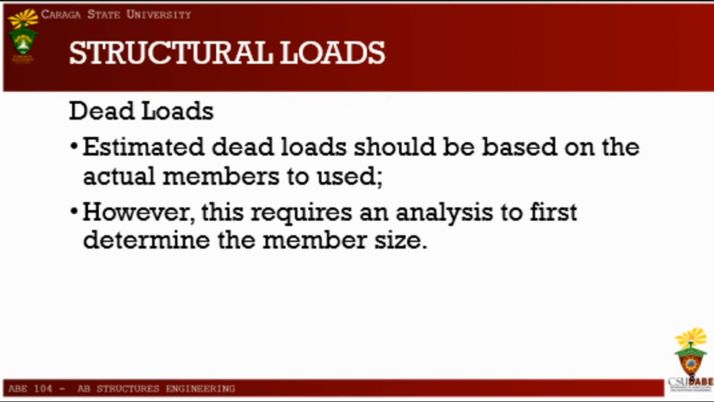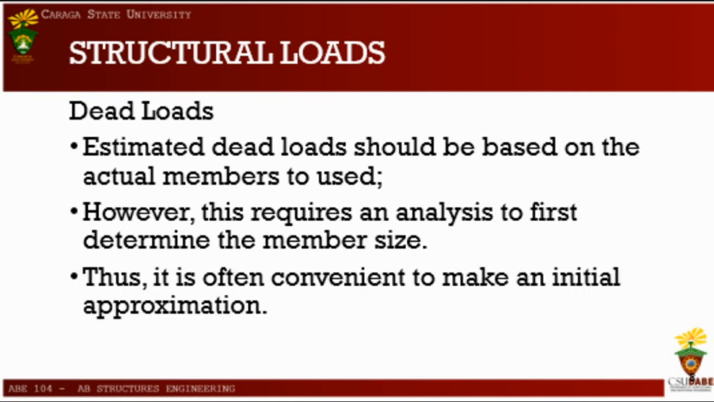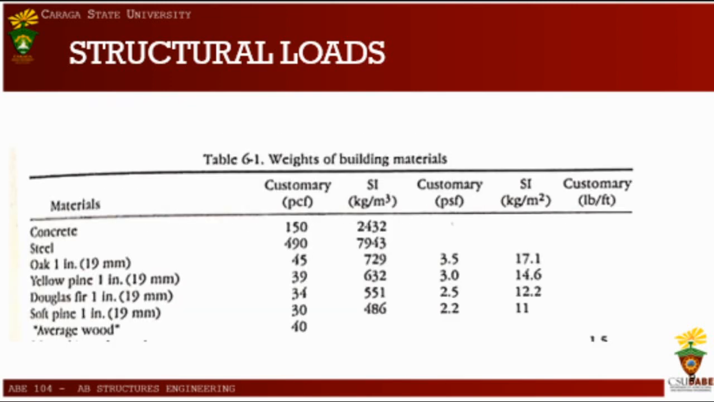To estimate dead loads, it should be based on the actual members used. However, it requires an analysis to first determine the member size. Thus, it's convenient to make an initial approximation. After estimating the size of the structural member, you can use the table provided by the American Society of Agricultural Engineers or other published materials.